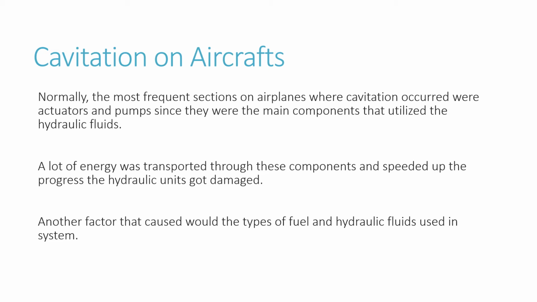Normally, the most frequent sections on airplanes where cavitation occurs are actuators and pumps, since they are the main components that utilize hydraulic fluids. Consequently, a lot of energy is transported through these components, speeding up the process of the hydraulic units getting damaged. From this point, the temperature usually gets higher and higher. Therefore, choosing the right place to monitor the performance of fluids in these sections is important to consider for reducing cavitation.